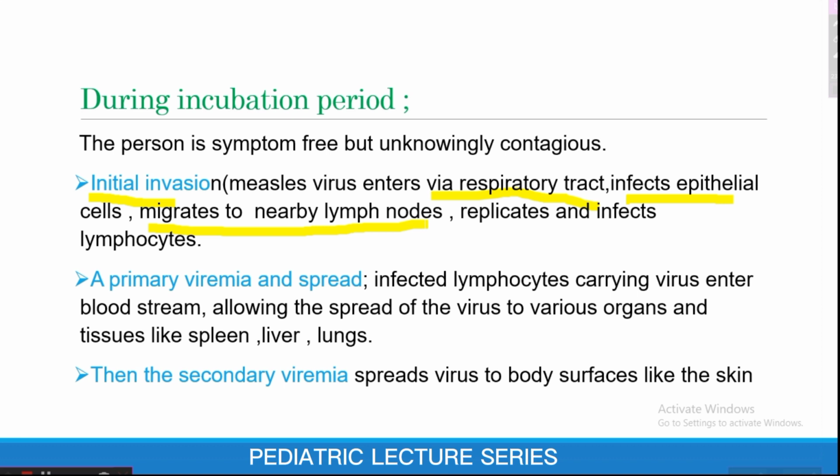Then in primary viremia and spread, the infected lymphocytes carrying the virus enter the bloodstream. As they move, it allows the spread of this virus from one organ to another. And then in the secondary viremia, this is where there is now spread of the virus to the body surfaces like the skin, and it will be manifested as a rash.